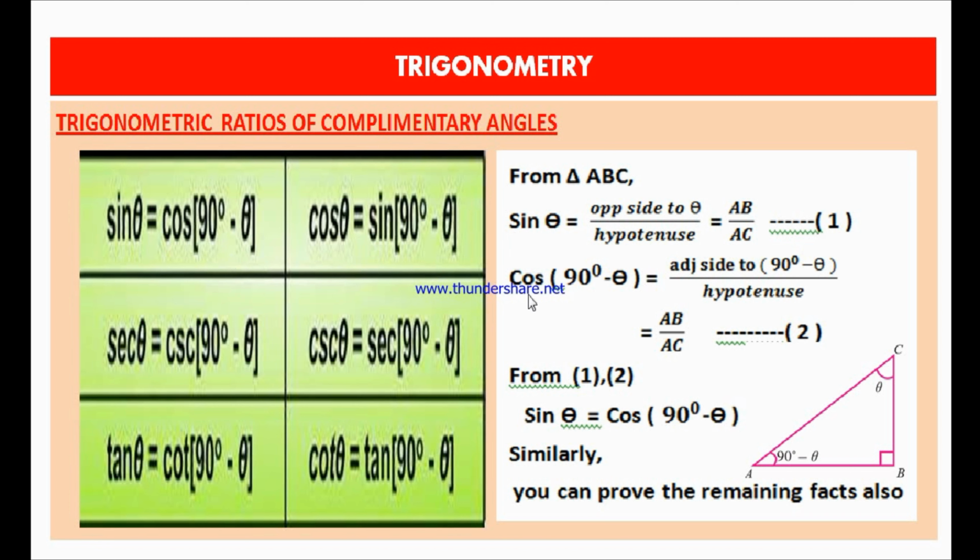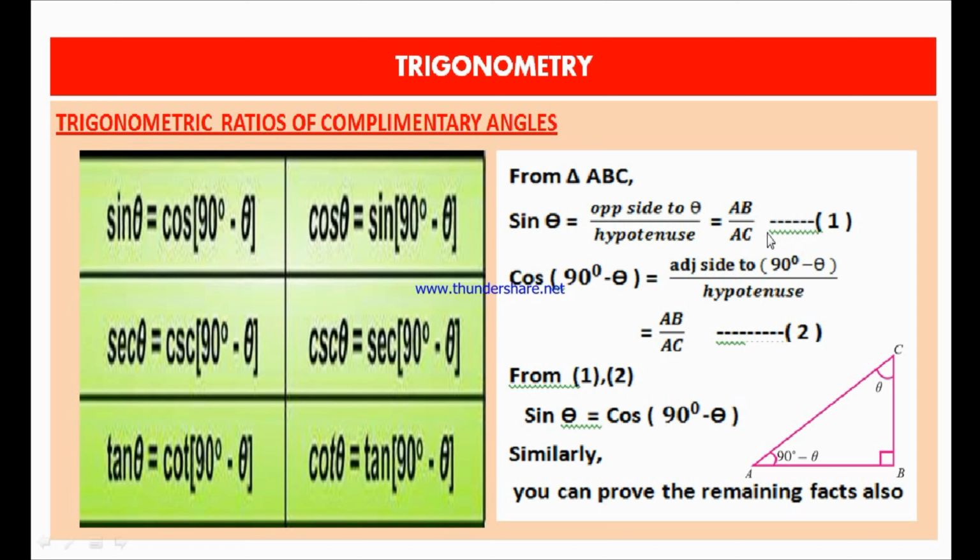And now take RHS. Cos 90 minus theta. The formula to find cos theta is adjacent side to the angle by hypotenuse. Here, what is the angle? 90 minus theta. Therefore, the formula is adjacent side to 90 minus theta by hypotenuse. Now, the angle is 90 minus theta. For this 90 minus theta, the adjacent side is AB and the hypotenuse is AC. Therefore, cos 90 minus theta is equal to AB by AC.